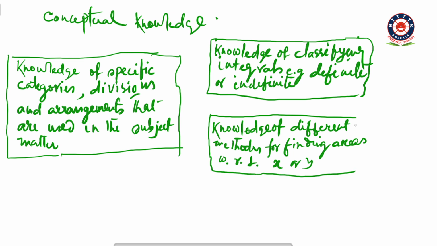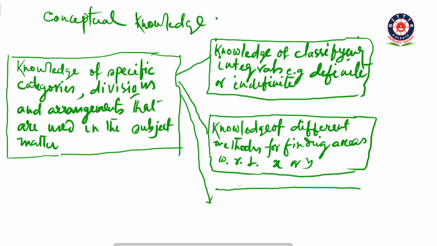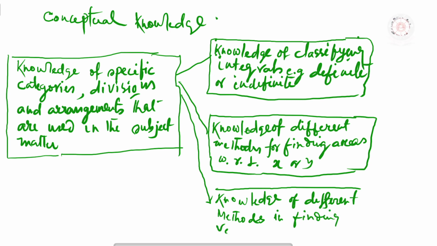This can be knowledge of this one, so this one type, and the third type may be knowledge of different methods in finding the volume of a particular area. It may be with respect to x or y.